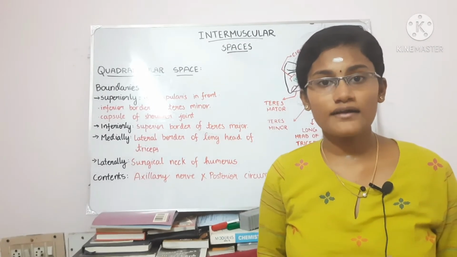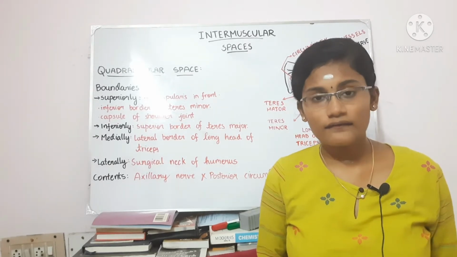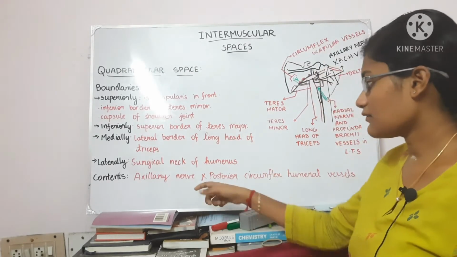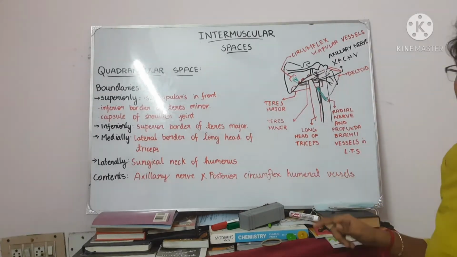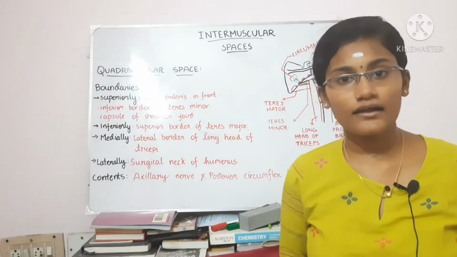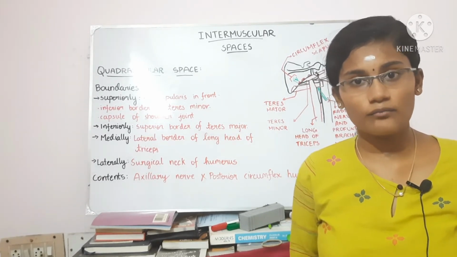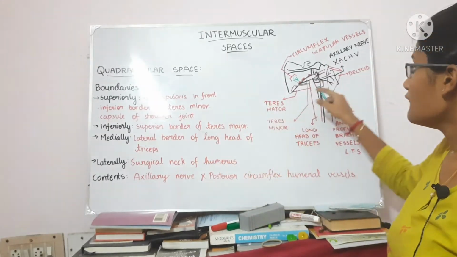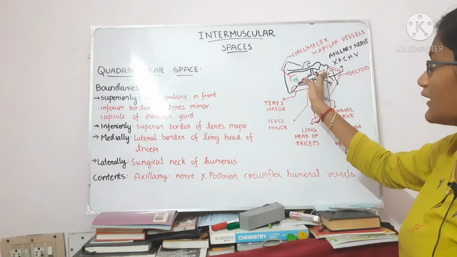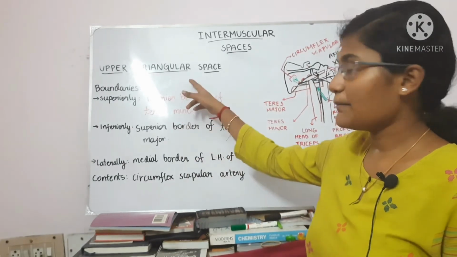Now what are the contents that are passing through the upper quadrangular space? The contents passing through the upper quadrangular space are the axillary nerve and the posterior circumflex humeral vessels. Okay, so we know that anterior and posterior circumflex humeral vessels will wind around the upper end of the humerus. So the posterior circumflex humeral vessel and axillary nerve will pass into the quadrangular space and go to the posterior aspect of the humerus.